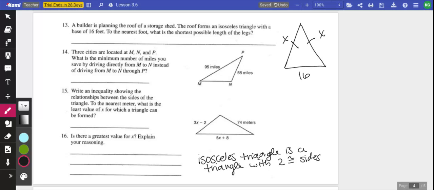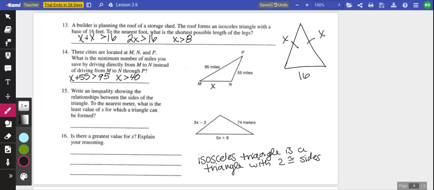So the shortest legs, x plus x, needs to be greater than 16. So 2x needs to be greater than 16. So x needs to be greater than 8. 3 cities are located at M, N, and P. What is the minimum number of miles you save by driving directly from M to N instead of driving through M to N through P? So we're going to give that an x, and we're going to have x plus 55 must be greater than 95. So x is greater than 40.